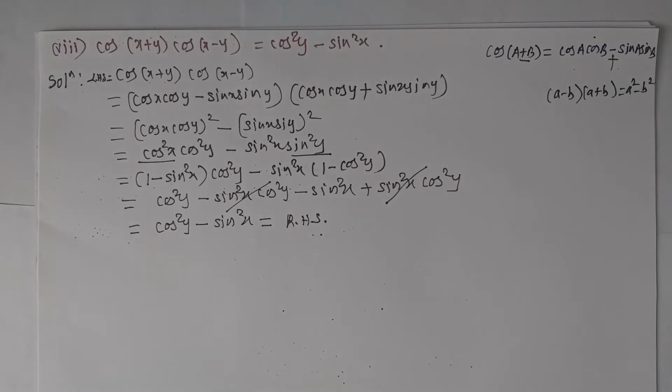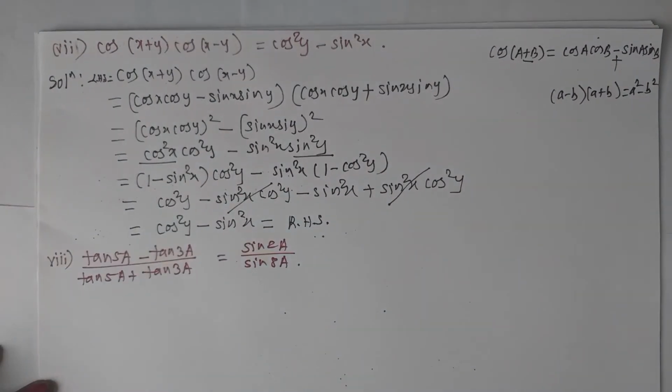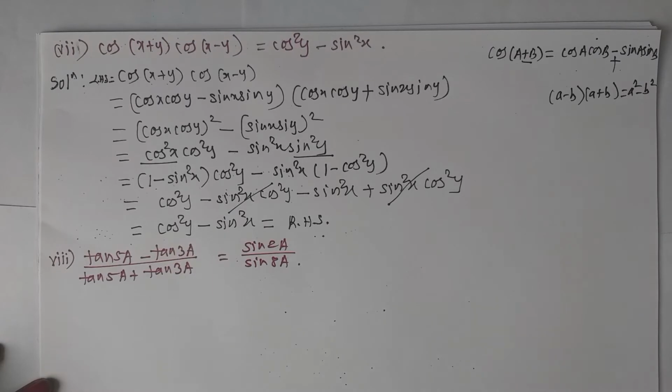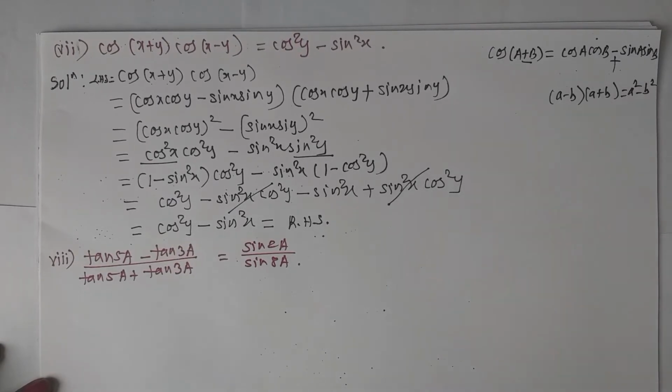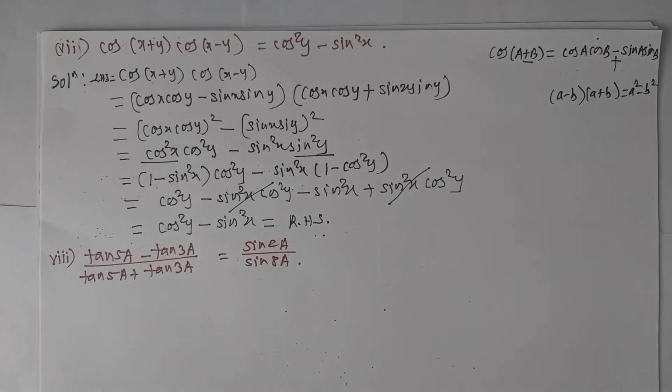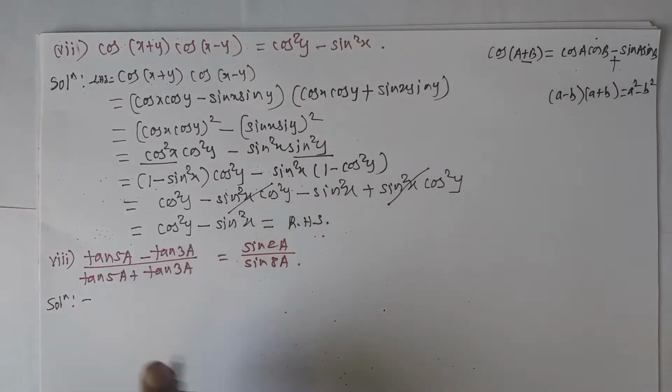Okay students, isn't it easy? Let's see the next. Now what is the next problem? Prove that tan 5a minus tan 3a divided by tan 5a plus tan 3a is equal to sin 2a divided by sin 8a. Again you write down the left hand side. In the solution you write down left hand side.